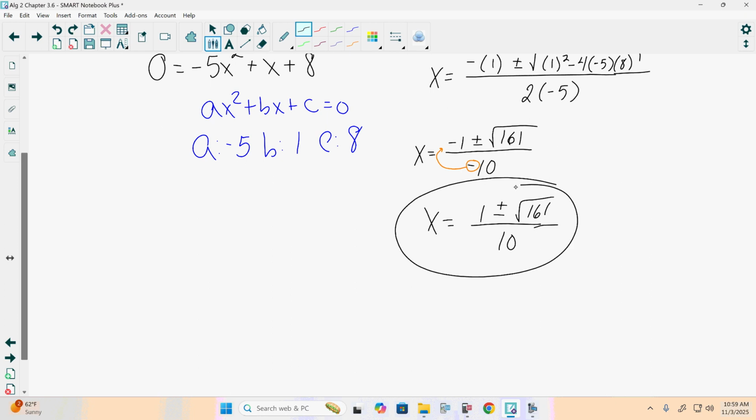And that's it. So really, when we take that negative out of the bottom of the fraction, all it does is turn that first one, that negative b, into positive b. So that negative 1 became positive 1. If it had already been positive 1, it would switch it back to negative.